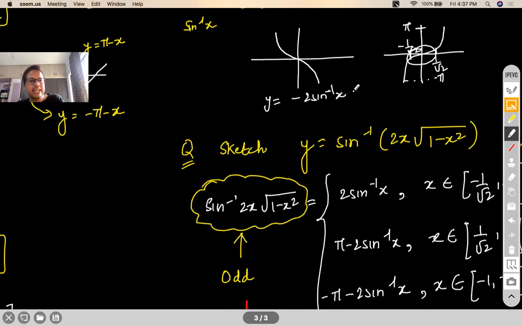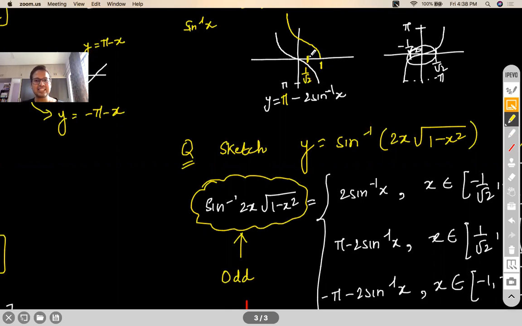Now I have to kick this up by pi. When you kick this up by pi, please note, this was at minus pi, so it will actually become like this, something of this nature. Everything has gone up by pi when you include this pi over here. Now 1 by root 2 will be somewhere over here and 1 is somewhere over here.